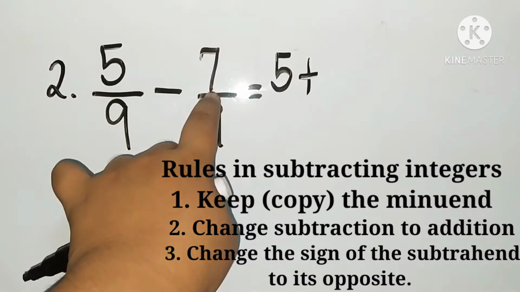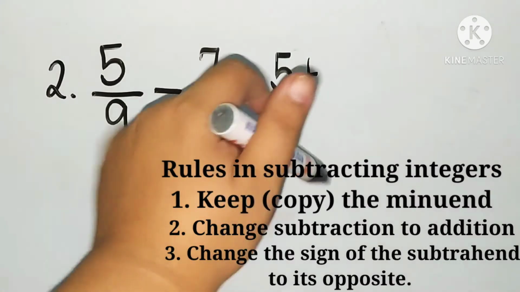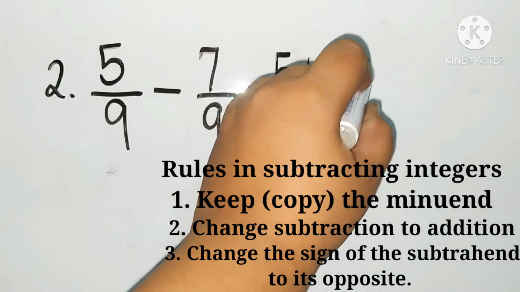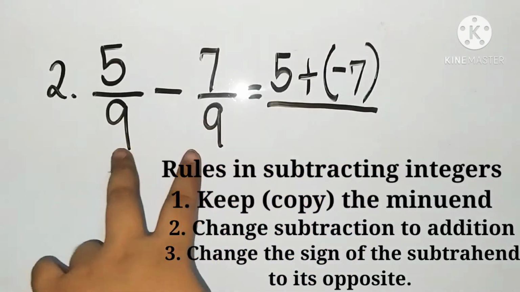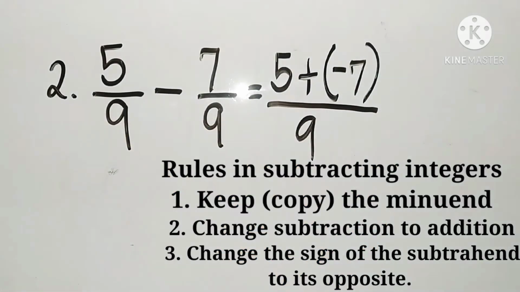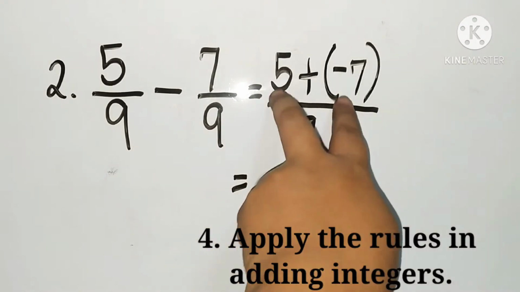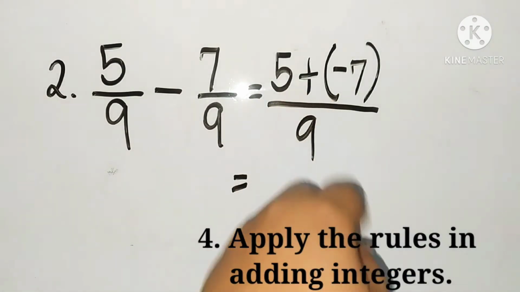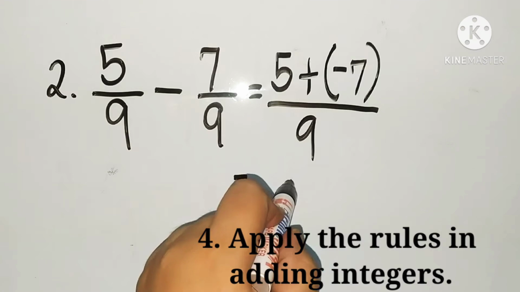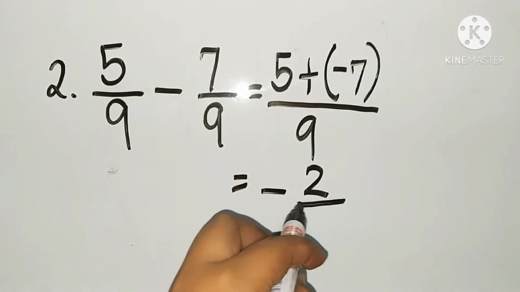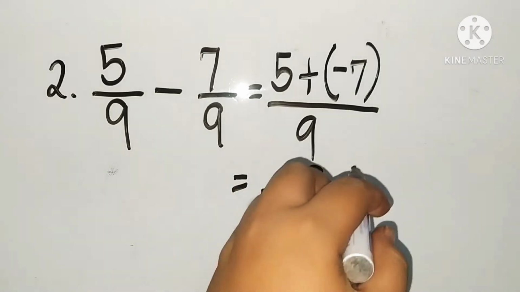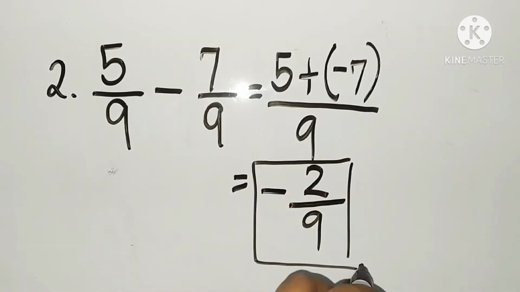And change also the sign of the subtrahend. So, kung positive 7 to, magiging negative 7. And then copy the denominator, which is 9. So, the answer will be, apply the rules in adding integers. 5 plus negative 7 is negative 2 over 9. So, ang sagot natin sa tanong na to ay negative 2 over 9.